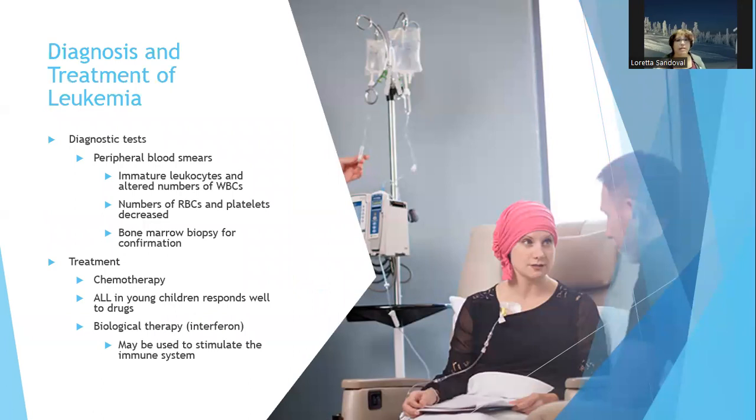For diagnosing leukemia, they usually do blood smears to look for immature leukocytes and altered number of leukocytes. There's decreased numbers of erythrocytes and thrombocytes because the bone marrow is just going crazy making leukocytes. And usually they do a bone marrow biopsy for confirmation. It's treated by chemotherapy. ALL in young children responds well to chemotherapy drugs. So yay, that's good. Biological therapy, interferon, is sometimes used to stimulate the immune system to make up for the loss of those cells.